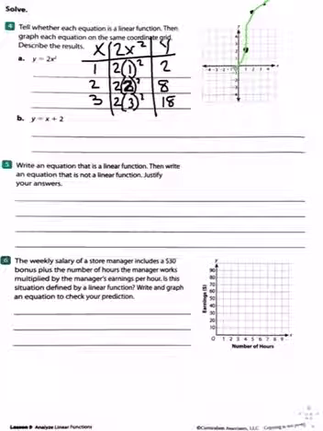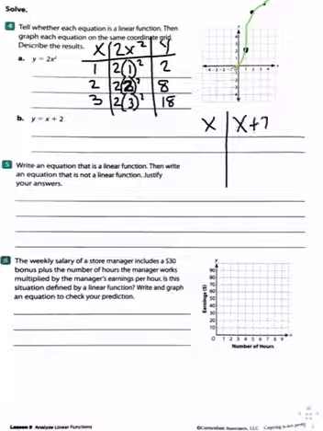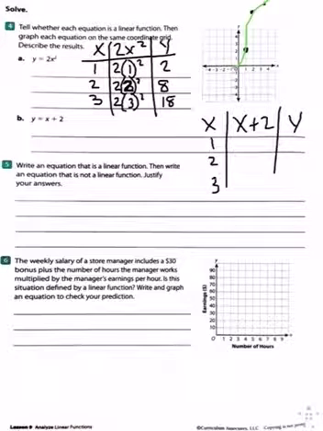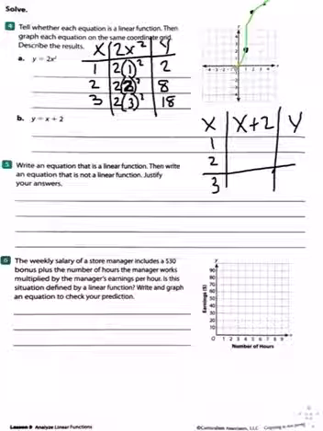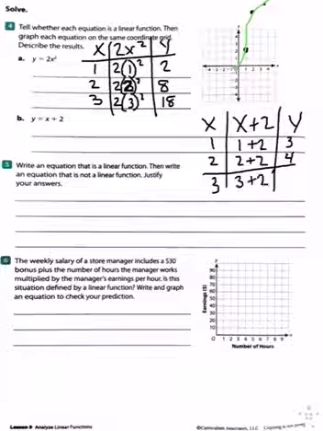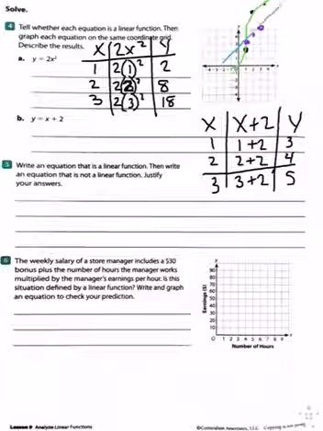If we graphed our second problem, again, I'm going to make a table of values. Again, I'm going to use 1, 2, and 3. So I do 1 plus 2, which is 3, 2 plus 2, which is 4, and 3 plus 2, which is 5. If we plot those points, I would get 1, 3, 2, 4, and 3, 5, which as you can tell from that line is linear.